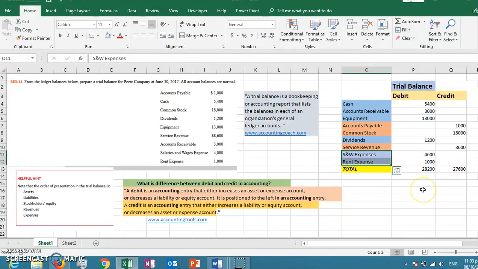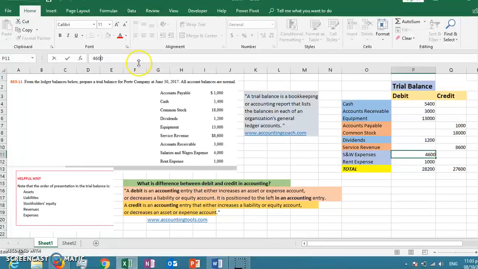Okay, so, oh, wait a moment. We have something wrong here. I added something wrong. Oh, sorry. This is 4,000. Over there. So now this problem is solved.